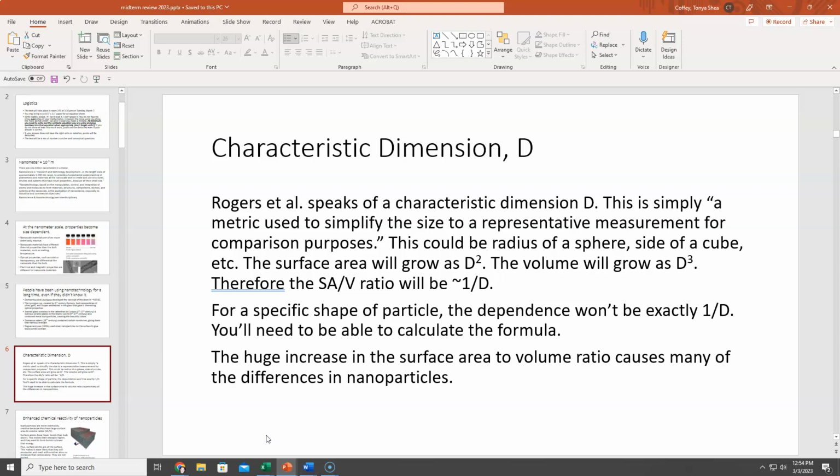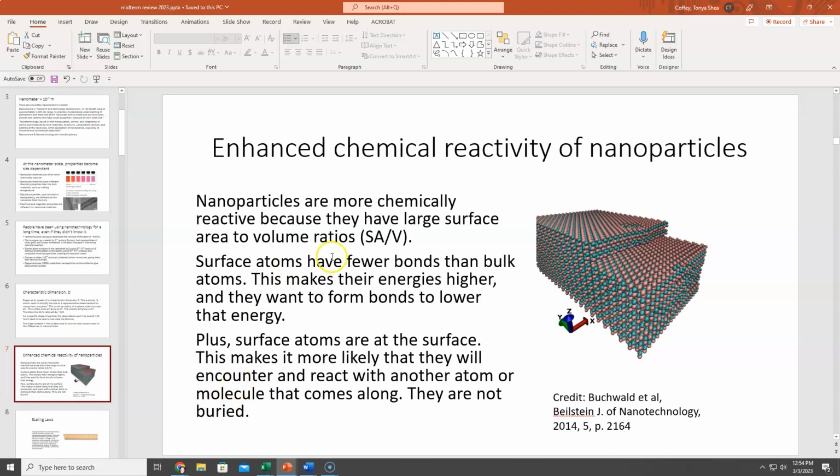So as nanoparticles shrink, because of this dependence on 1 over the characteristic dimension, the number on the bottom for the characteristic dimension gets smaller and smaller, which means your surface area to volume ratio gets larger and larger. And this is huge for nanoparticles. That's what really is at the root of many of the differences between nanoparticles and their bulk counterparts. Specifically, the enhanced chemical reactivity can be easily explained by this.